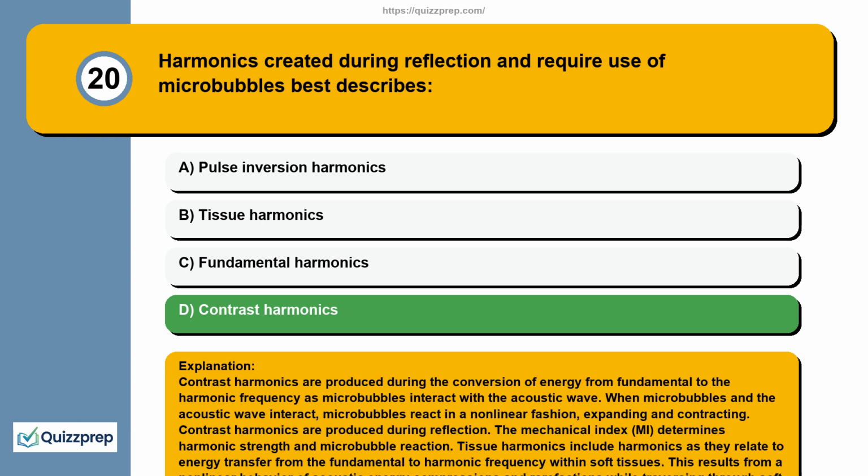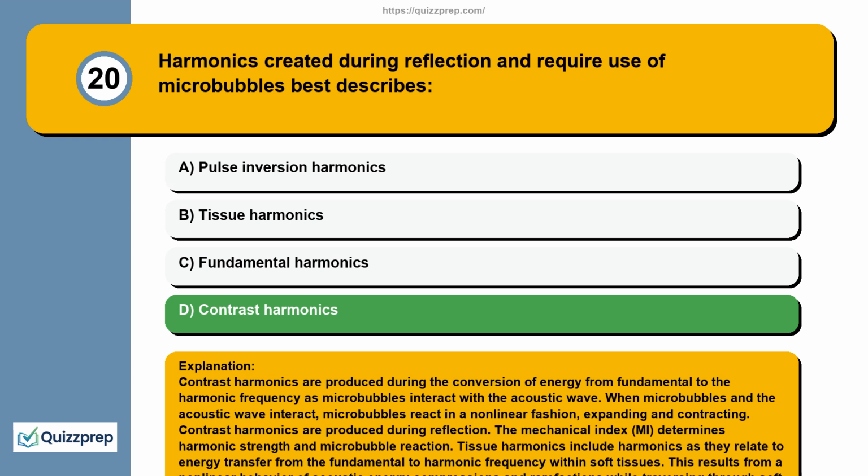Contrast harmonics are produced during the conversion of energy from fundamental to the harmonic frequency as microbubbles interact with the acoustic wave. When microbubbles and the acoustic wave interact, microbubbles react in a nonlinear fashion, expanding and contracting. Contrast harmonics are produced during reflection. The mechanical index, MI, determines harmonic strength and microbubble reaction.